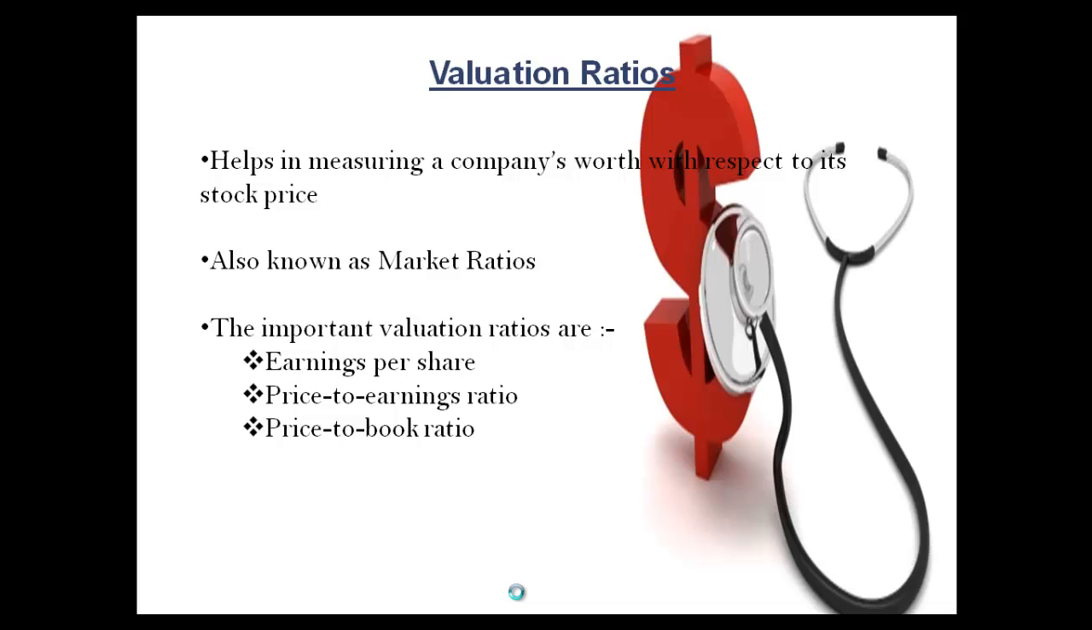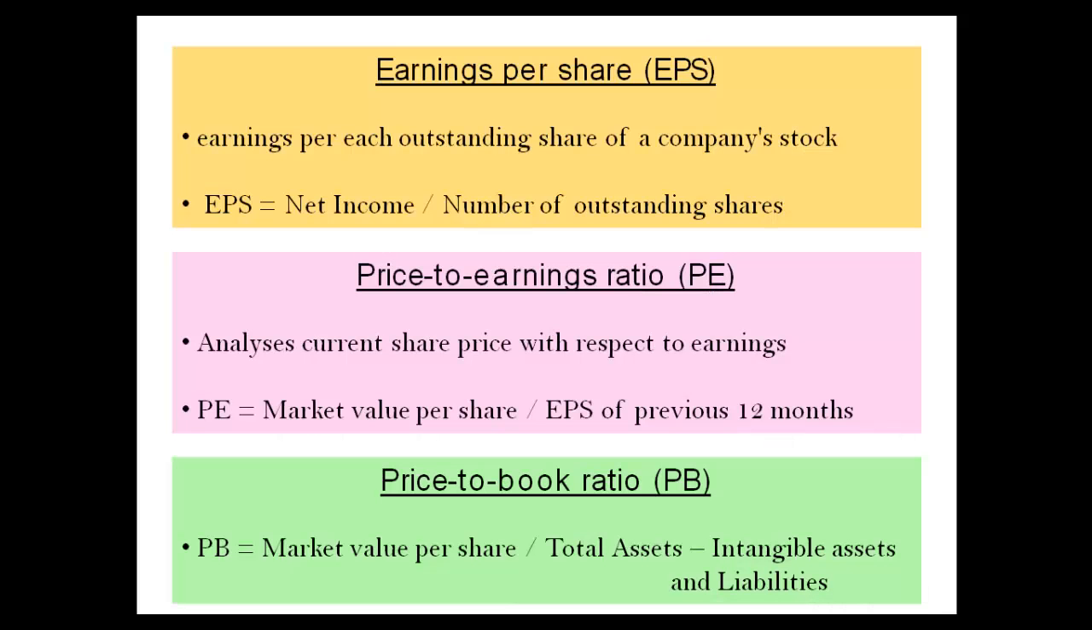The important valuation ratios are earnings per share, price to earnings ratio, and price to book ratio. Earnings per share, EPS. Earnings per each outstanding share of a company's stock. EPS equals net income divided by the number of outstanding shares. EPS is one of the most commonly watched indicators of a company's financial performance. If it falls, it will likely take the stock's price down with it.